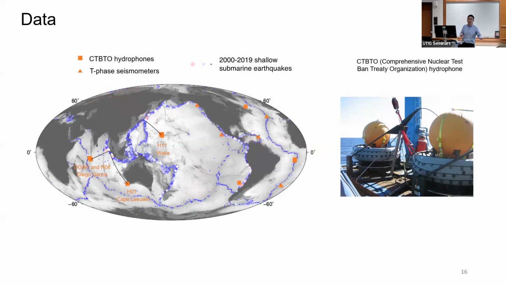Seismometers means they are installed on land. So on the right figure here, you can see this is the CTBTO hydrophone. CTBTO stands for Comprehensive Nuclear Test Ban Treaty Organization. They just built a global network to monitor nuclear explosions. For us, we just use this data freely for ocean monitoring.